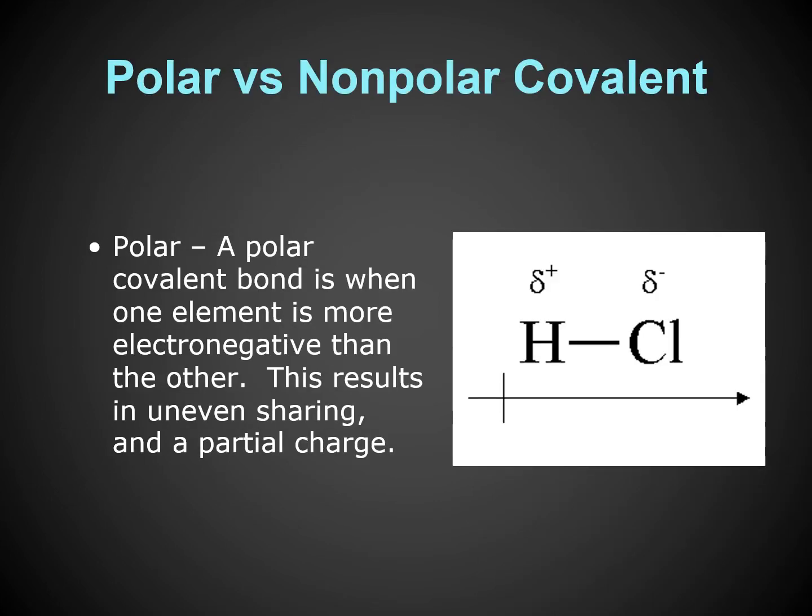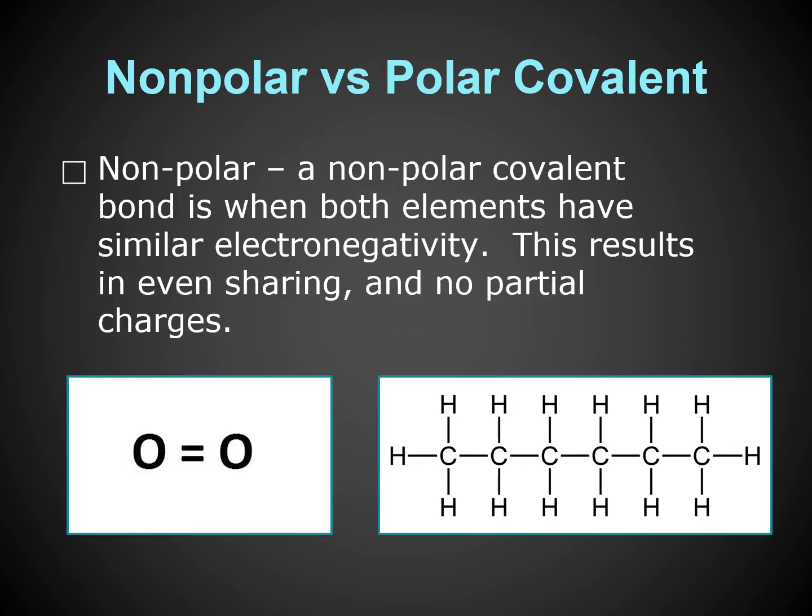Polar versus nonpolar covalent. A polar covalent bond is when one element is more electronegative than the other. This results in uneven sharing of electrons and a partial charge. A nonpolar covalent bond is one in which both elements have similar electronegativity. This results in even sharing of electrons and no partial charges, such as dioxygen.